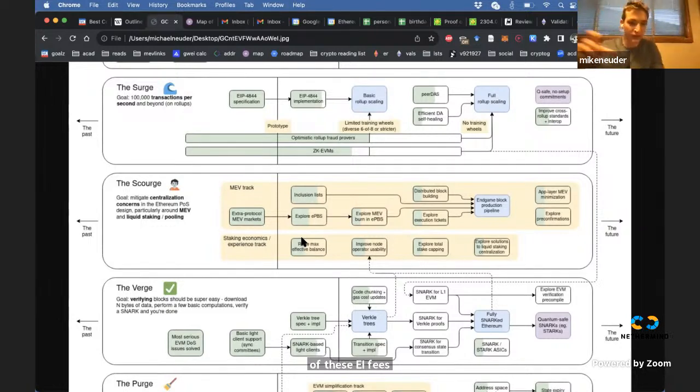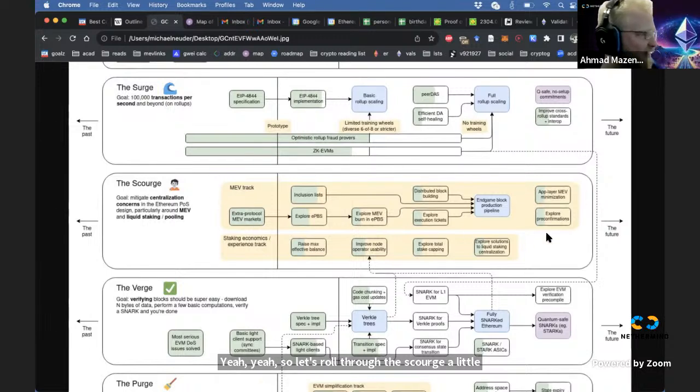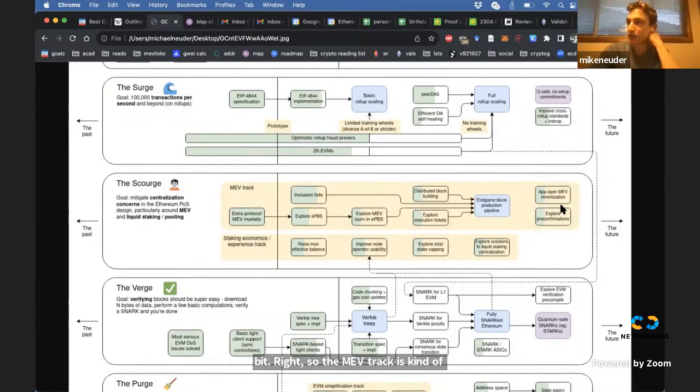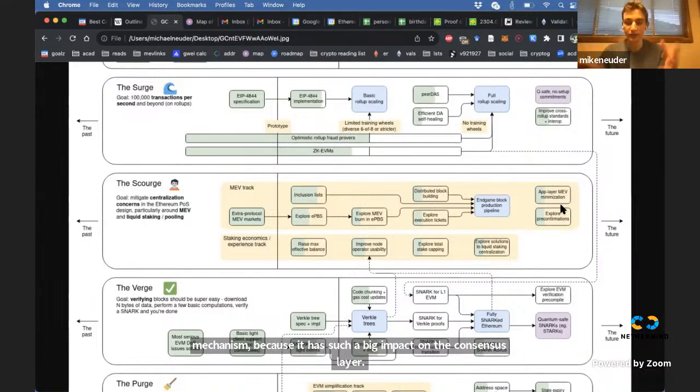Yeah. So let's roll through the Scourge a little bit. The MEV track is a very important track, and I think it's one that has grown the most, I would say, as the roadmap evolved. MEV has always been a thing since Phil and Ari wrote the paper, but it's becoming to dominate a lot of the narrative around the consensus mechanism lately, because it has such a big impact on the consensus layer.